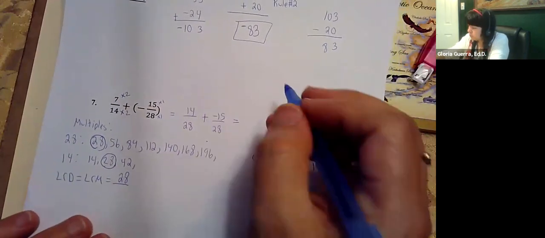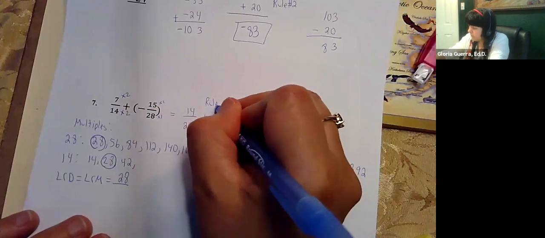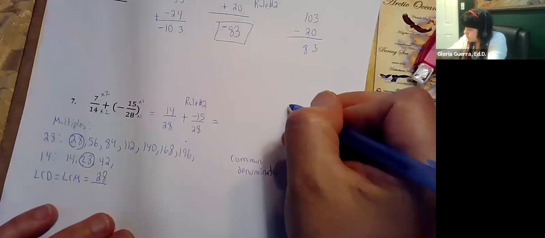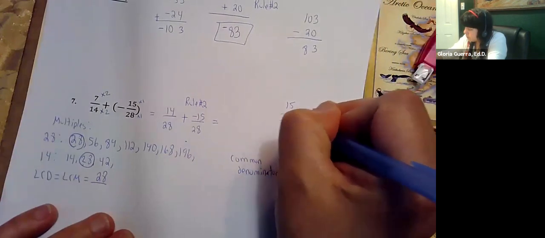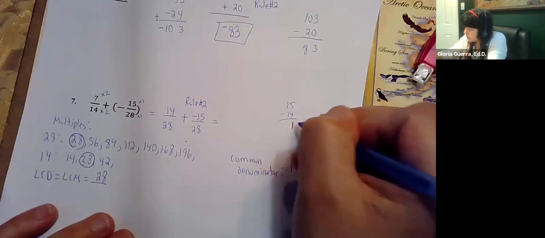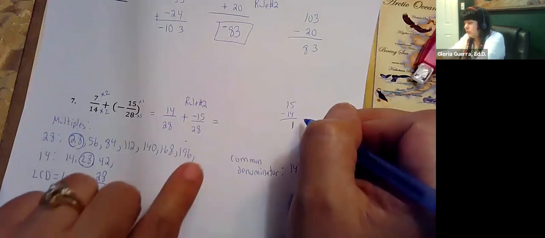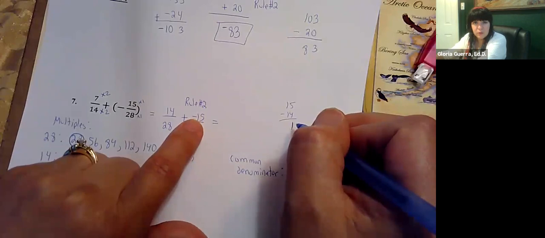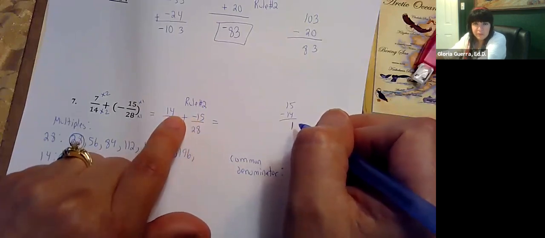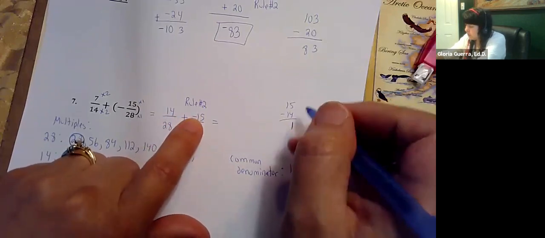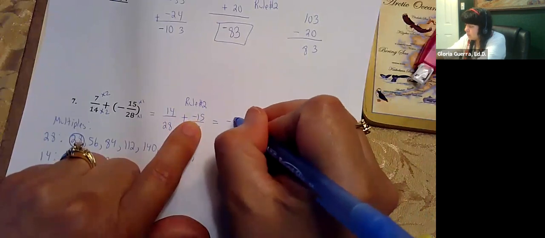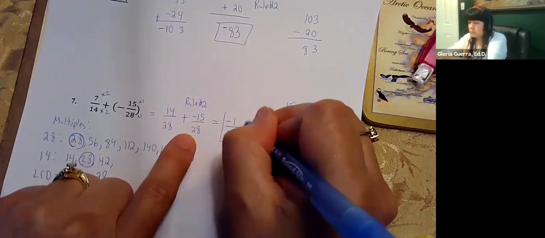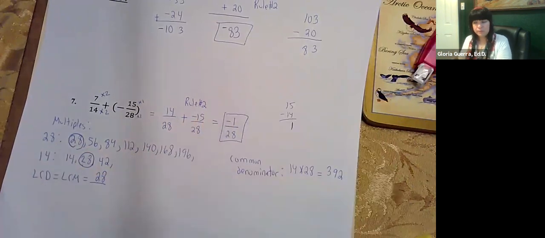And then this is rule number two. So you want to subtract. 15 minus 14 is 1. And then you keep the sign of the number with the bigger distance. 15 is a bigger distance, not by much, by 1, but still it's bigger. And you keep that sign. So it's going to be negative 1. And this stays the same over 28. Okay, that would be your answer.